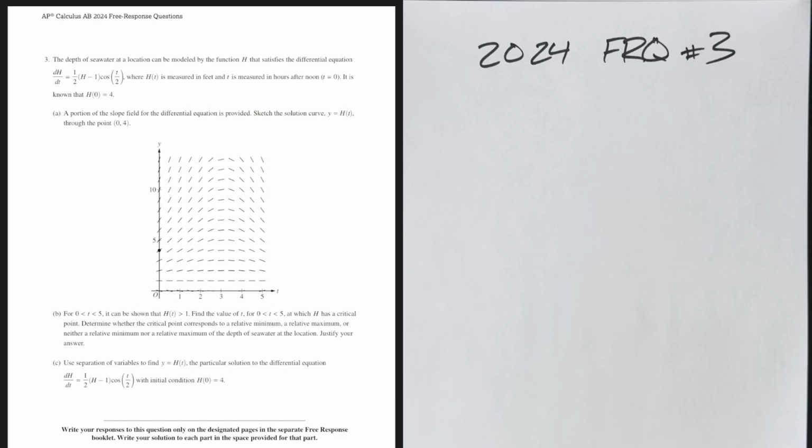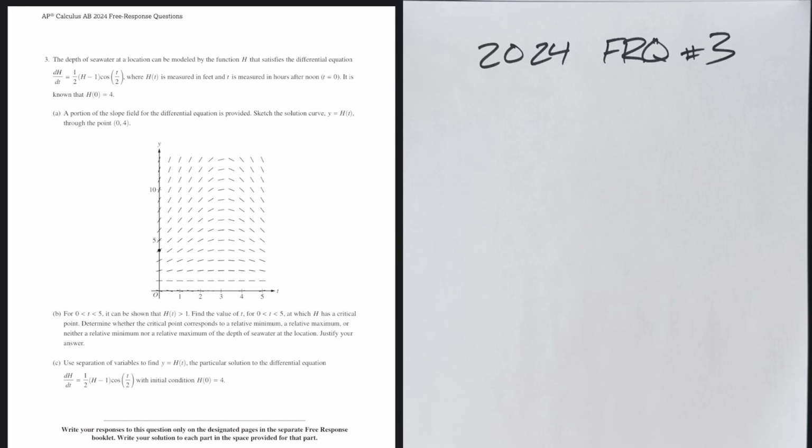So, number 3, it says the depth of seawater at a location can be modeled by the function h that satisfies the differential equation dh/dt equals 1/2 times (h minus 1) times the cosine of t/2, where h of t is measured in feet and t is measured in hours after noon, where t equals 0. It is known that h of 0 equals 4. So at t equals 0, at noon, the depth of the seawater is equal to 4 feet.